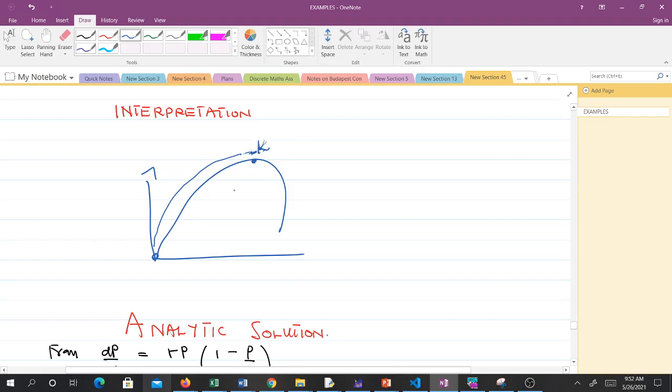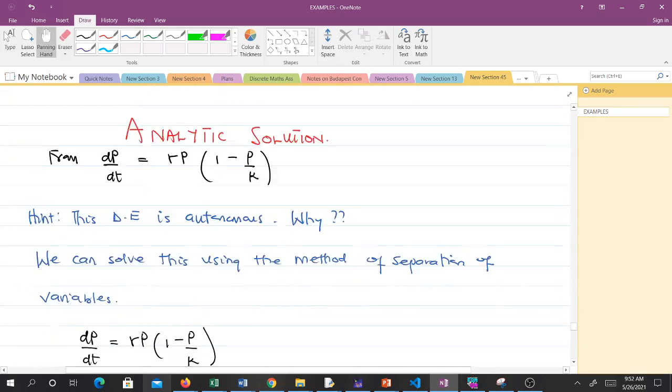So that's how we can interpret it. When the population starts to grow, it grows until it gets to the carrying capacity. Then it stabilizes around that place. So that's the reason why for the fixed point p star equals k, we had it to be asymptotically stable. Okay. So that's the qualitative solution.